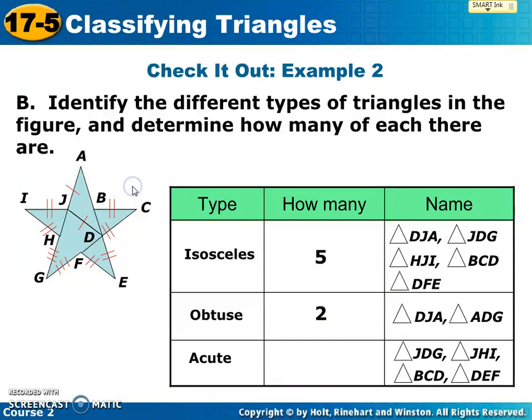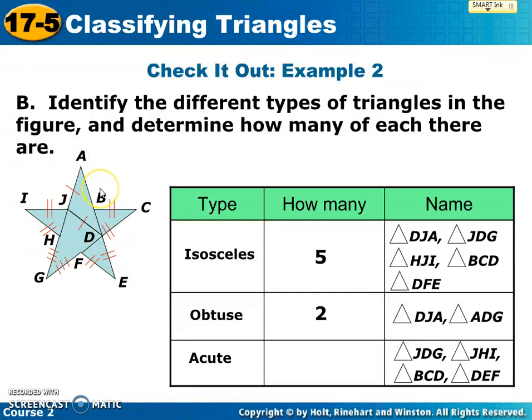Obtuse triangles. Looks like we have 2 obtuse triangles. DJA. Right here's an obtuse. Right there's your obtuse angle. And an ADG. This whole big one right here.